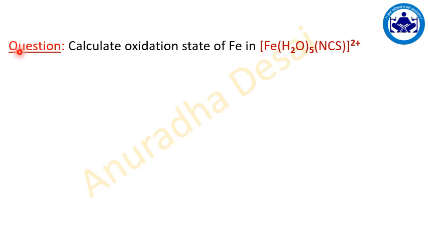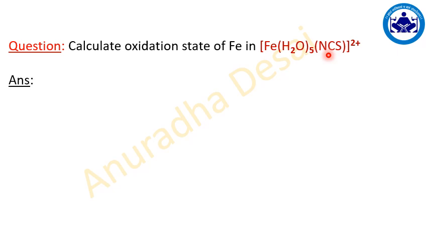Let's move to the next question. Calculate oxidation state of Fe in [Fe(H2O)5NCS]2+. Now when you look at this particular complex, you will come to know that there are no counter ions. Charge number is +2. In this coordination sphere, you will come to know that Fe plays a role of central metal ion, which is surrounded by totally 6 ligands, out of which 5 are water molecule and 1 is isothiocyanide ion.